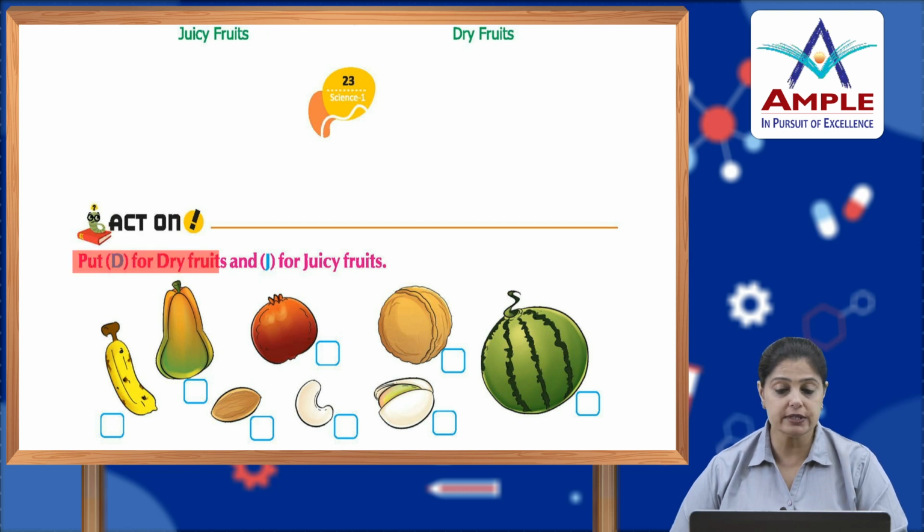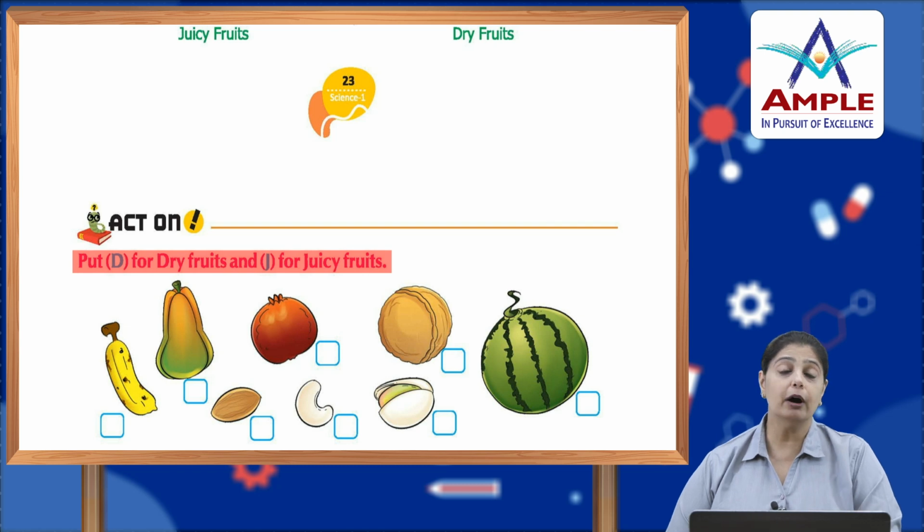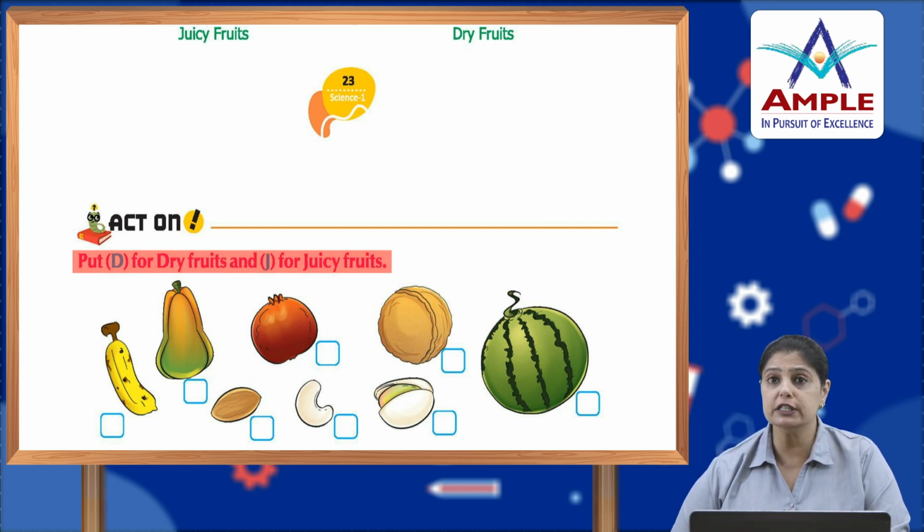Now act on it. Put D for dry fruits and J for juicy fruits. So look at the picture, and whichever is juicy, you put J for it, and whichever is dry fruit, you put a D for it, like the cashews, almonds, pistachios and walnut. These are all dry fruits. Then you have the banana, the pear, the pomegranate and the watermelon. These are all juicy fruits, all right. So that's about the fruits. I hope you know the difference between the fruits now.